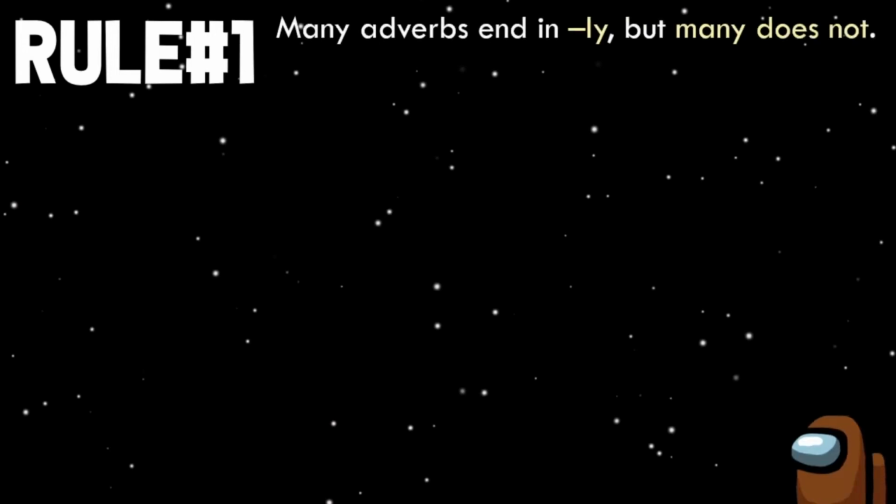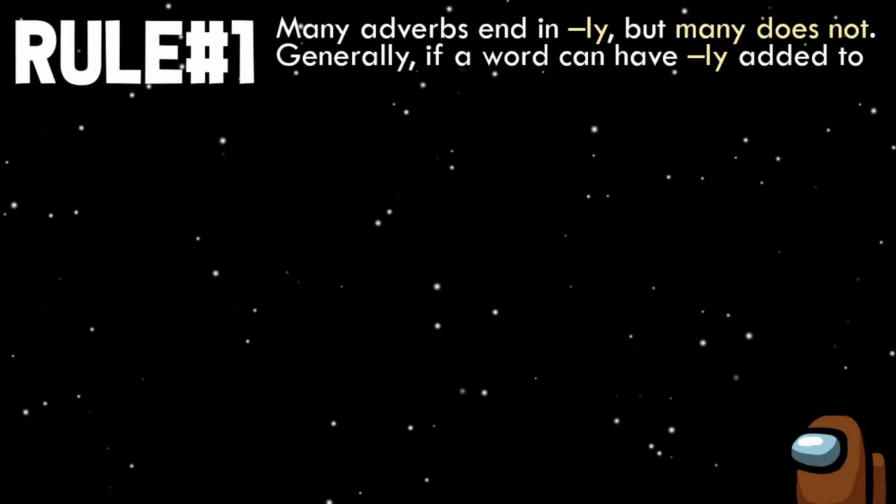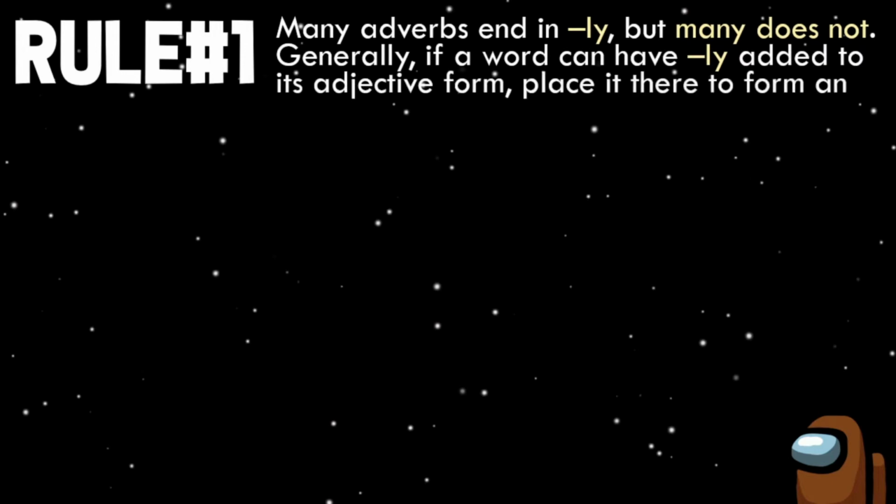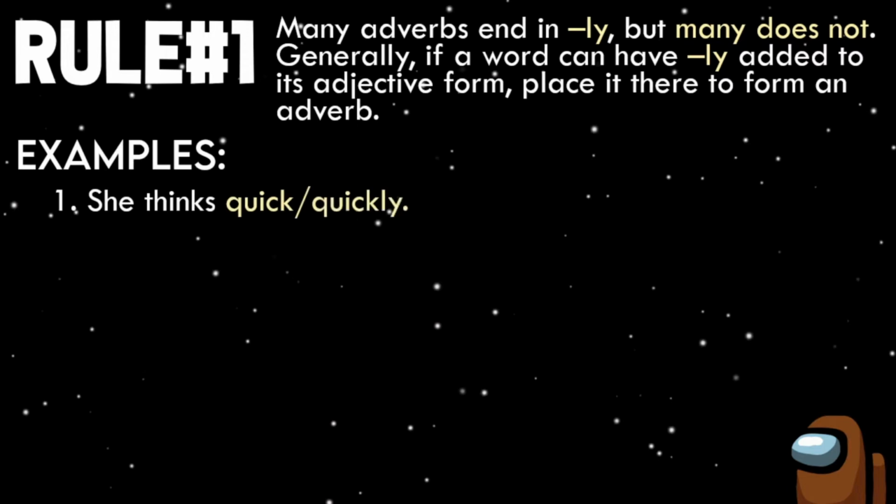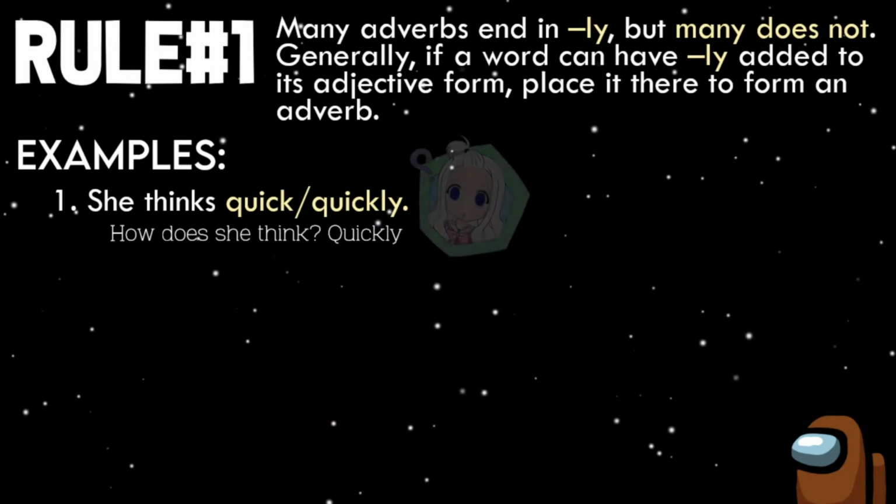Rule number 1. Many adverbs end in ly, but many do not. Generally, if a word can have ly added to its adjective form, place it there to form an adverb. For example, she thinks quickly. What do you think is the right word? Remember, to turn an adjective to adverb, we need to add ly. So the right answer is quickly. How does she think? Quickly.